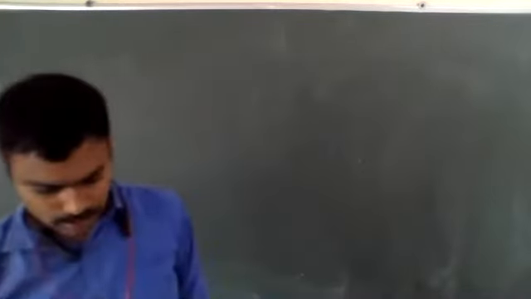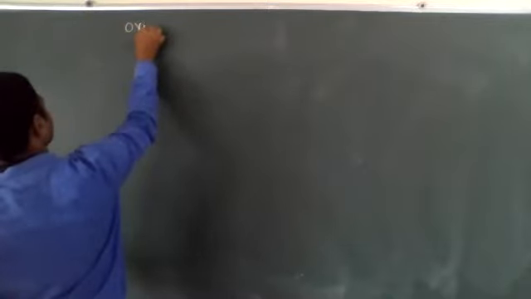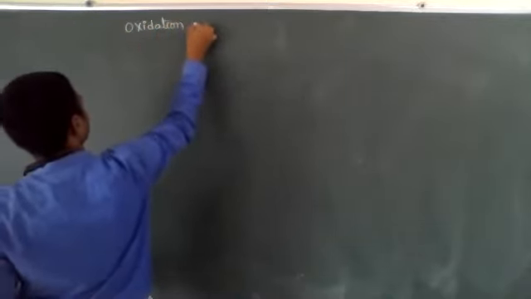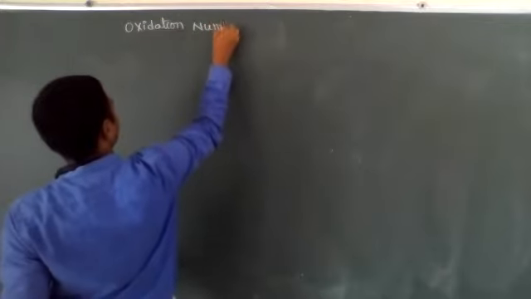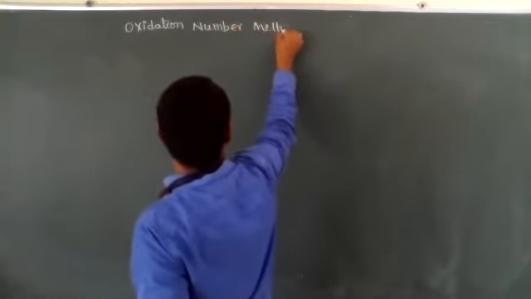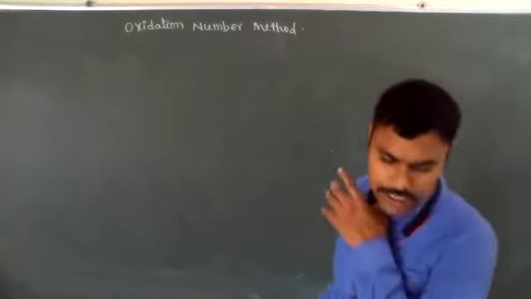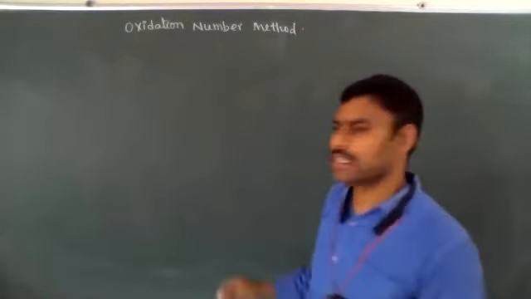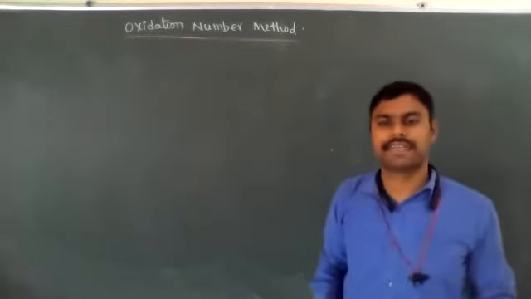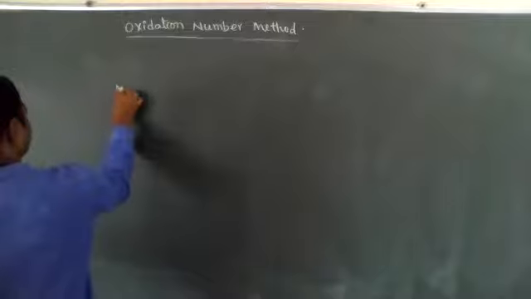Next, the oxidation number method. By using the oxidation number method we have to balance the given redox reaction either in acidic medium or in basic medium. Let's see.